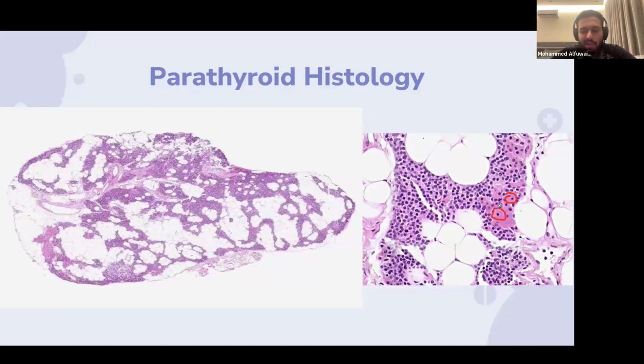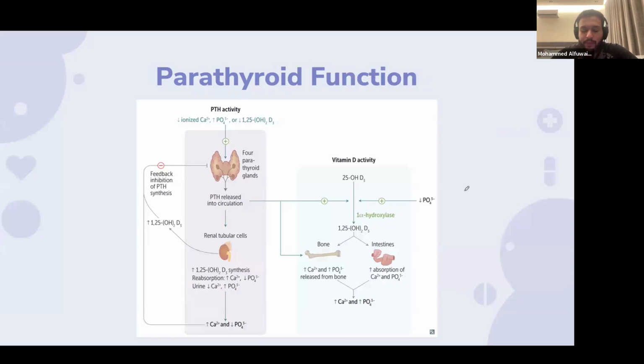Are the oxyphil cells important? Not too much. Chief cells are what secrete PTH. Now, the most important stimulus for the secretion of PTH is calcium. The parathyroid has something called the calcium sensing receptor. If there's high calcium, the parathyroids are going to see this and say, okay, I'm not going to give you any more parathyroid hormone to increase the calcium anymore.